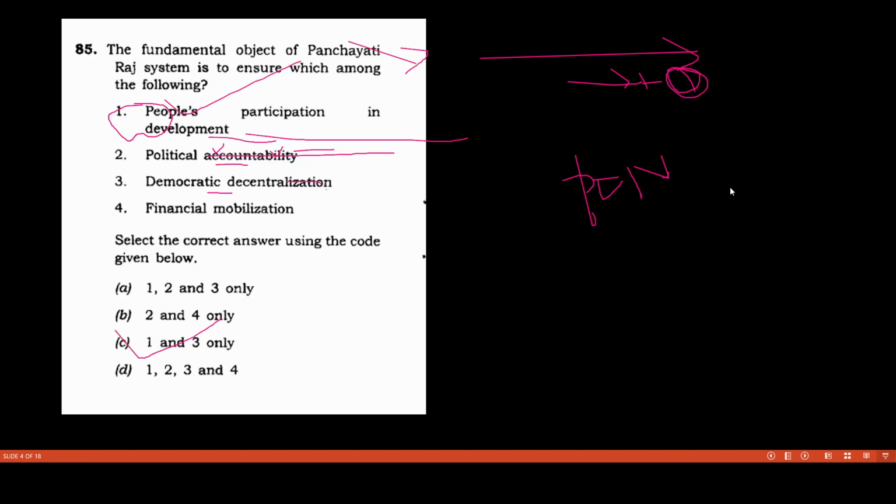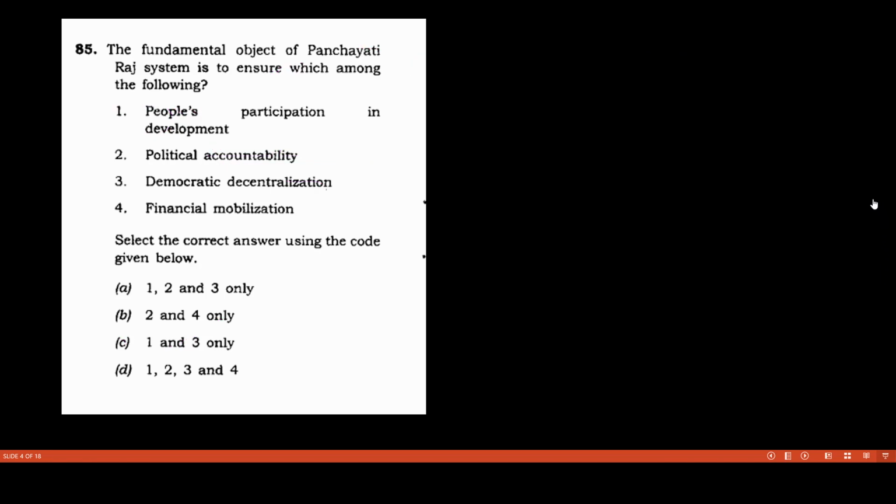Now see next. In this question, it is given the fundamental objective of Panchayati Raj. All right. So the fundamental objective, it is said, is to ensure which among the following. Now if you are reading the question in a very hurry, now see the options. People participation in development. Yes, it is one of the objectives of the Panchayati Raj that people should participate in the development of their area. Political accountability. Yes, democratic decentralization, yes, and financial mobilization, yes.